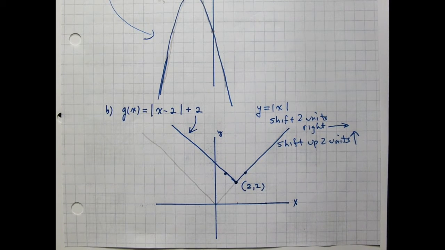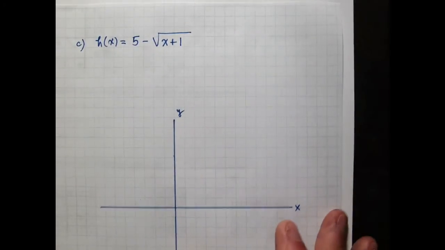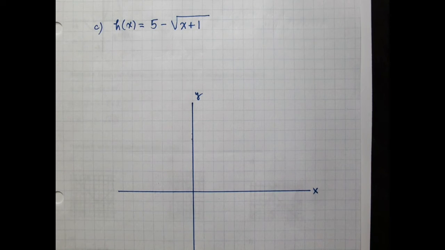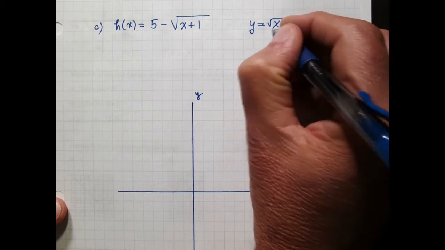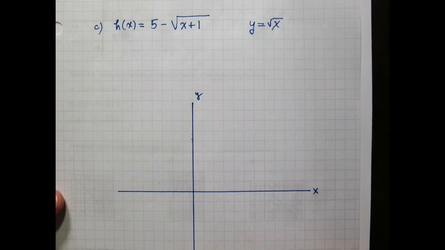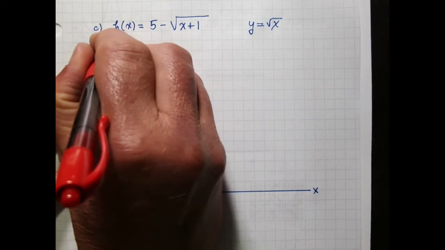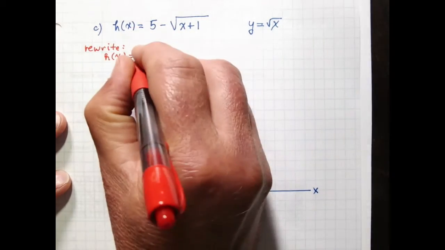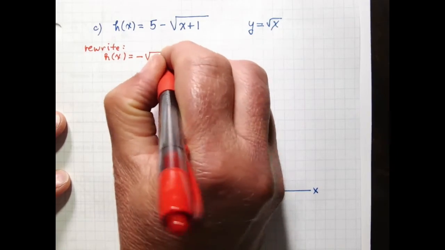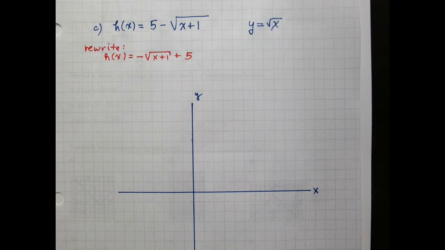And now let's draw a graph for part C. Now this is maybe a little bit trickier to think about. I am basing my drawing on what I know about the square root of x. And it helps me to rewrite this as the same function, h of x equals minus the square root of x plus 1, with the plus 5 on the end, to change the order of those terms.